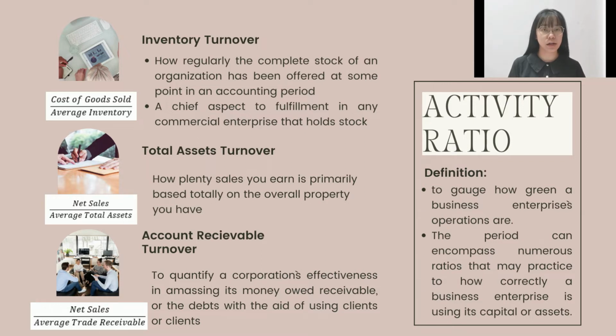Next is total asset turnover. This is to calculate how many sales you earn, which rely on the overall property we own. Last is the account receivable turnover. This is to quantify the corporation's effectiveness in amassing its money on receivable or debts.